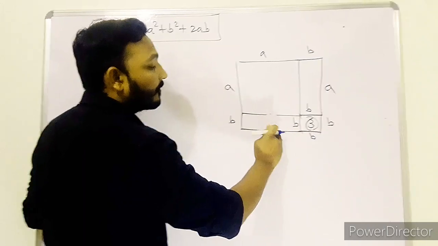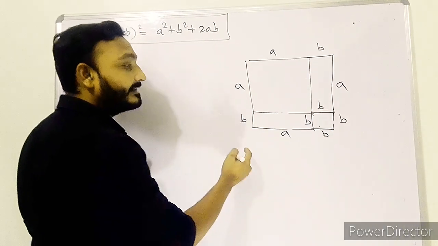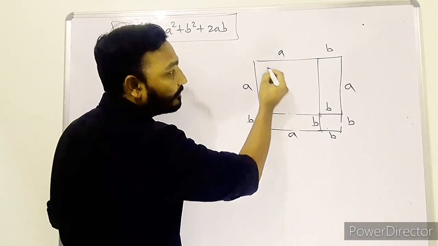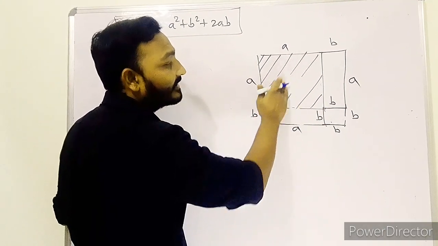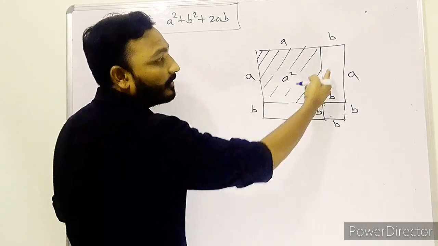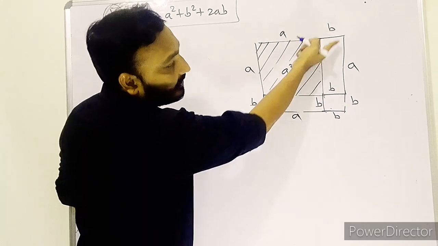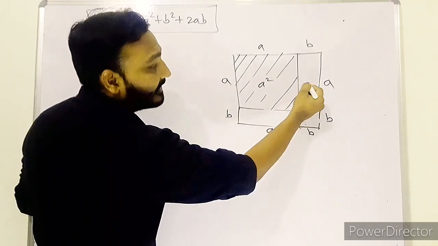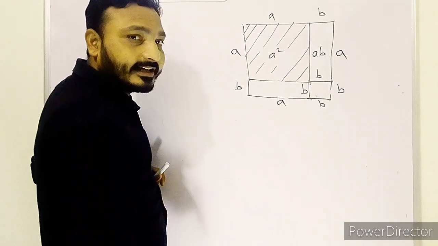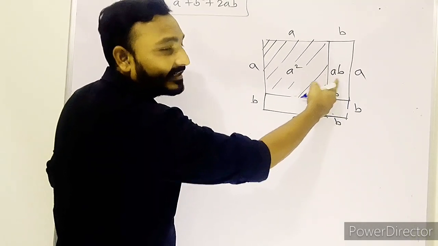Now we need to find the area of this part. What is the area of this much part only? That is a square. Now this is a rectangle. What is the length of the rectangle? a. And what is the breadth of the rectangle? b. Therefore the area of the rectangle is length into breadth, that is a into b.